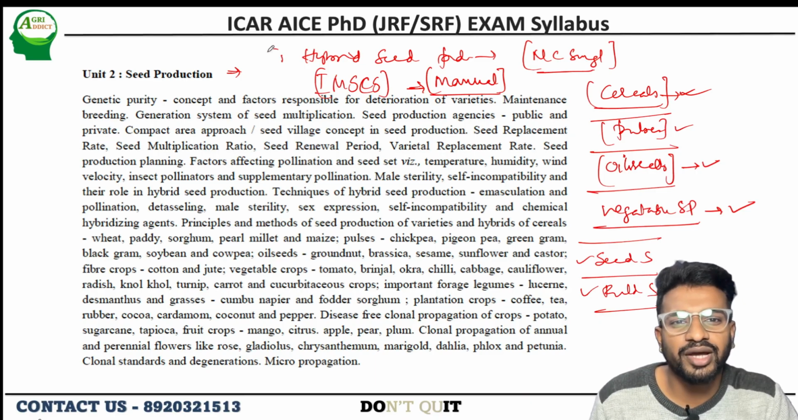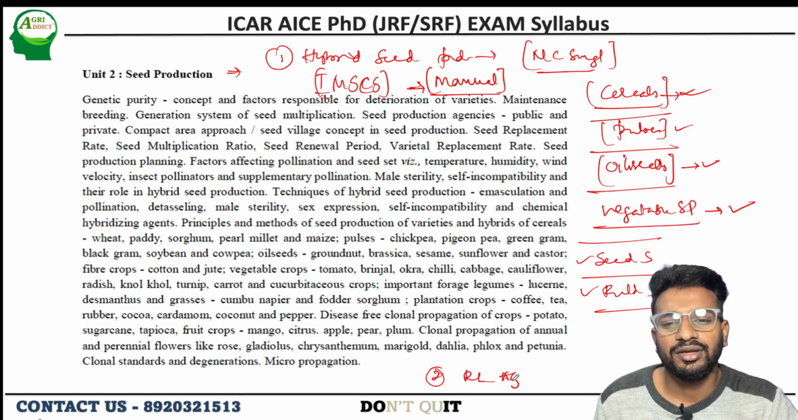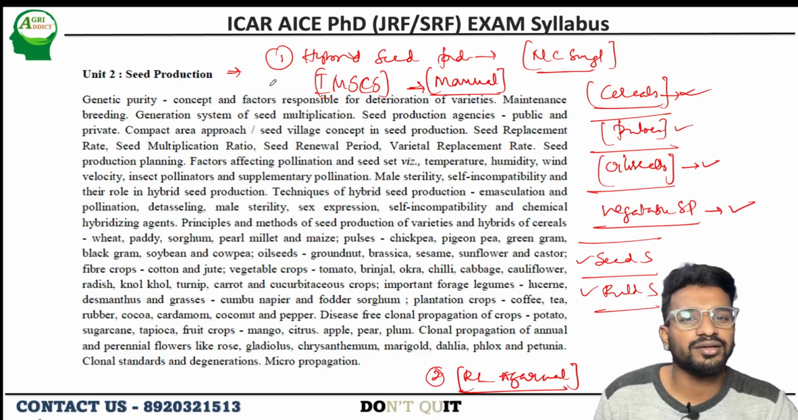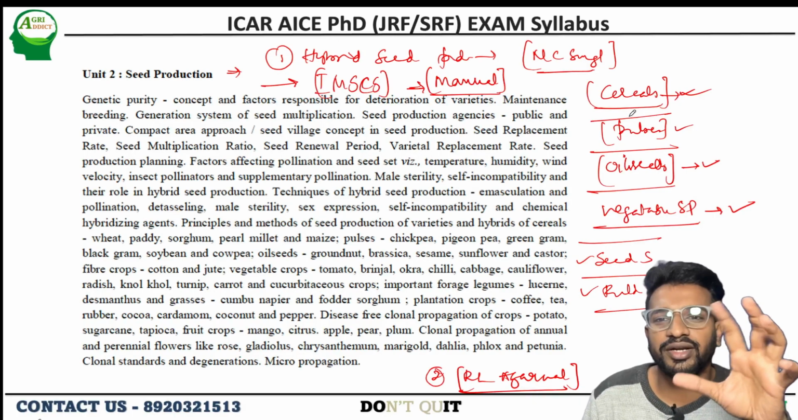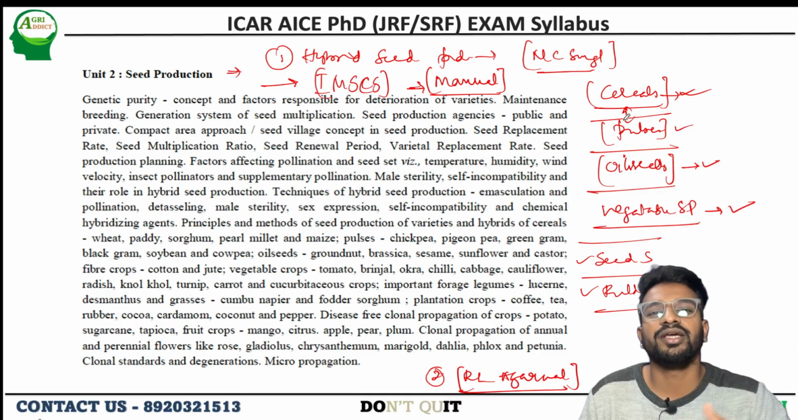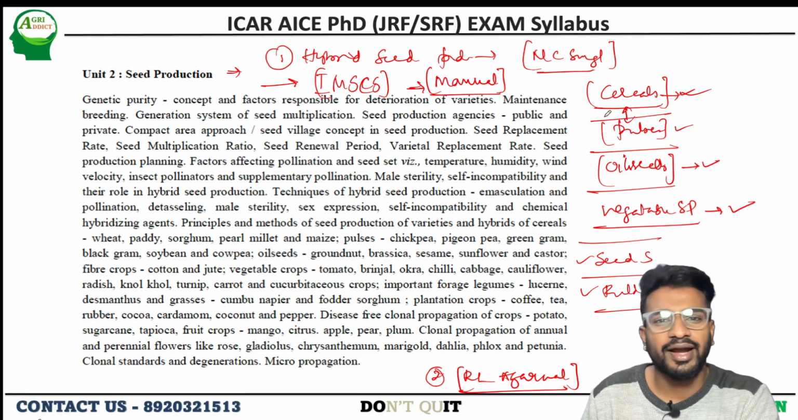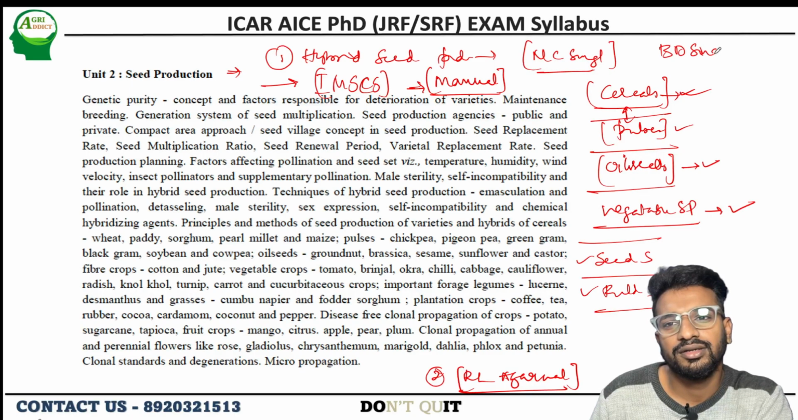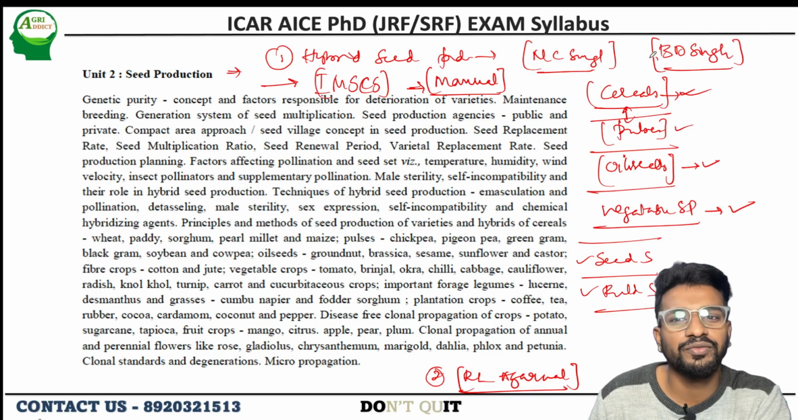So one book I mentioned is Hybrid Seed Production. The other book you can refer to is R.L. Agarwal. Although not everything will be clear from this book, you can still refer to it, and it will supplement your preparation for seed production. Other than that, you have to read the IMSCS entirely and make your own notes on the different seed production aspects of the different crops and categories, so that revision will be very easy. And other than this, maintenance breeding and genetic purity are also present in the BD breeding book. So if you are referring to it, you can go for that book.